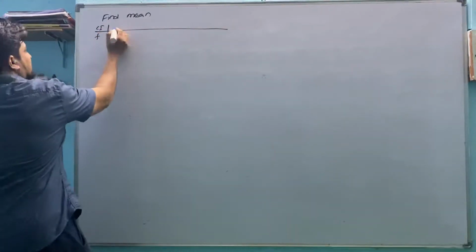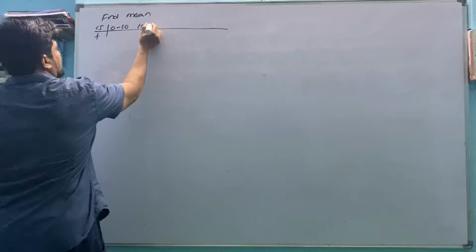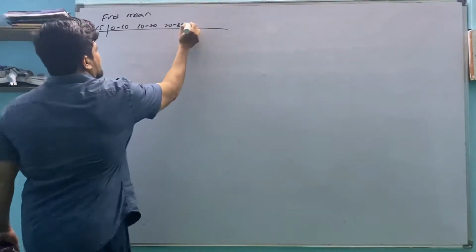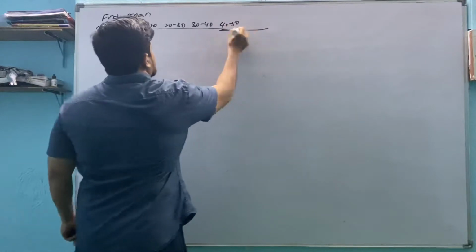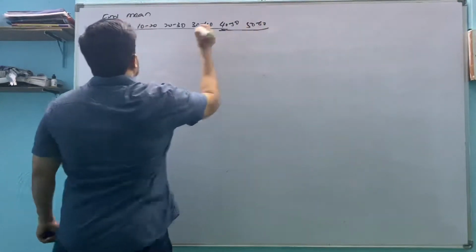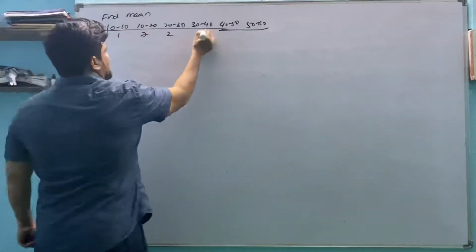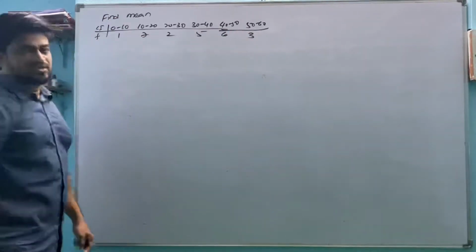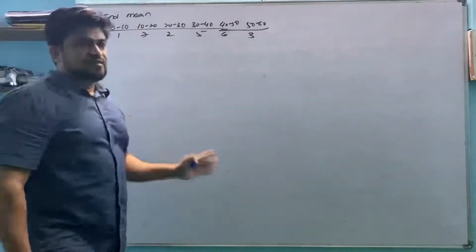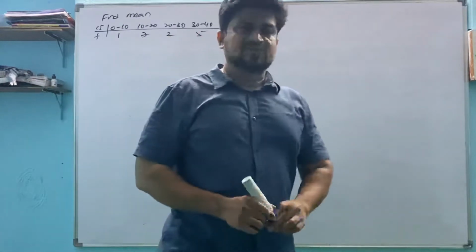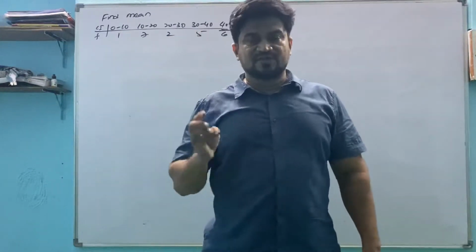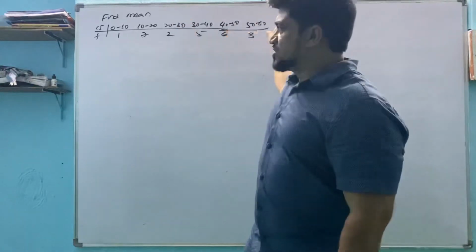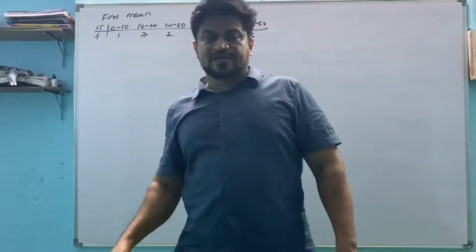Class interval, frequency: 0 to 10, 10 to 20, 20 to 30, 30 to 40, 40 to 50, 50 to 60, with frequencies 1, 7, 2, 5, 6, 3. This is the question. To find mean, the first foremost thing you have to do is check which series is given to you, whether it is individual, discrete, or continuous. By seeing this question we get one conclusion that it is a continuous series.